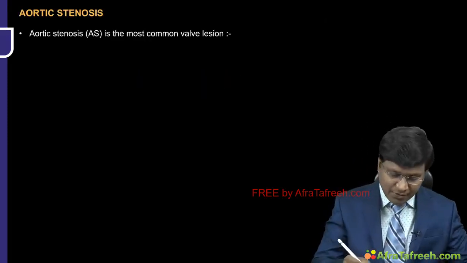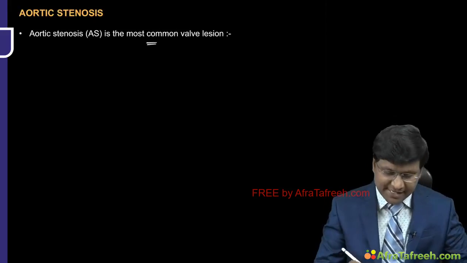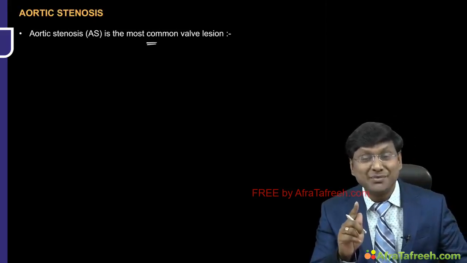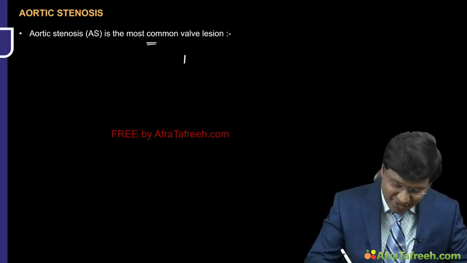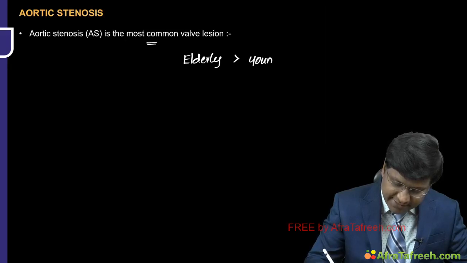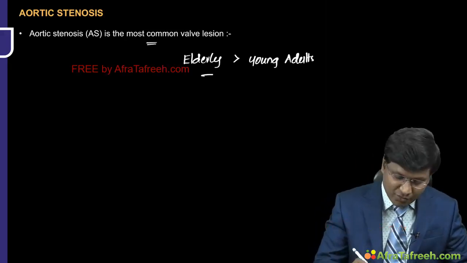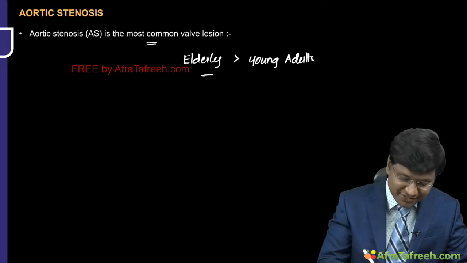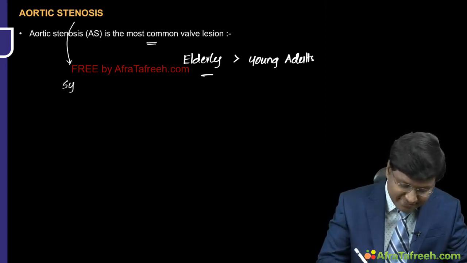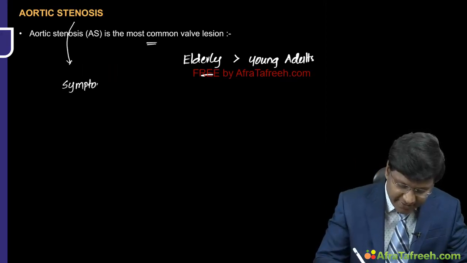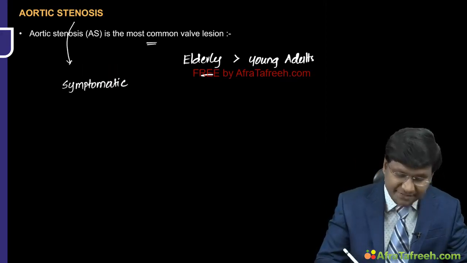All right. So now, if you take aortic stenosis, as I have already said, it is the most common valvular lesion among the elderly individuals. It is also seen in young individuals or young adults, but it is more common in the elderly individuals. And once these patients with aortic stenosis become symptomatic, remember the prognosis of the individual will be bad once they develop symptoms.